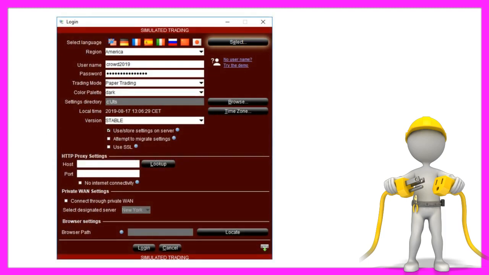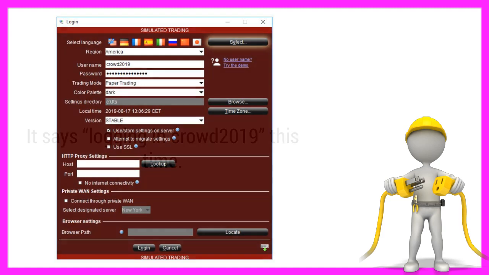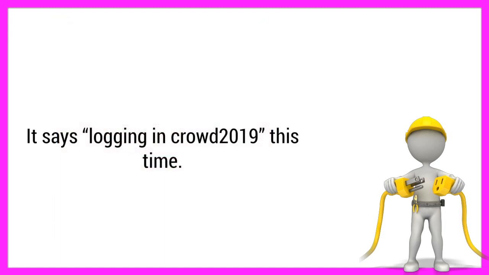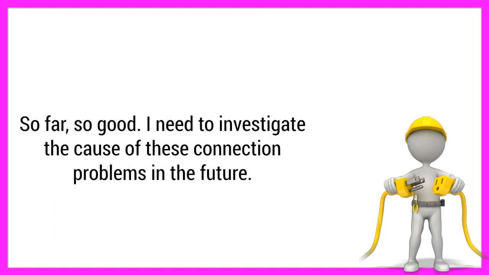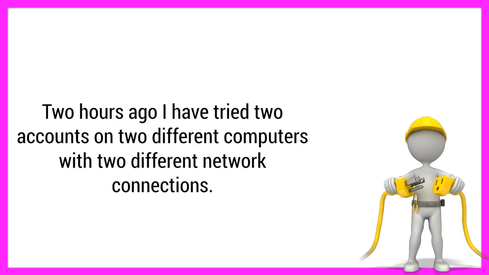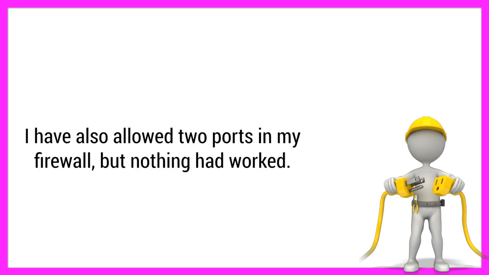Just in case you run into the same problems, here are my settings that worked for the login window. It says logging in Crowd 2019 this time. So far, so good. I need to investigate the cause of these connection problems in the future. Two hours ago I tried 2 accounts on 2 different computers with 2 different network connections. I have also allowed 2 ports in my firewall, but nothing had worked.